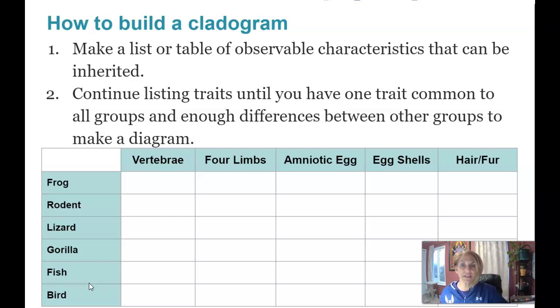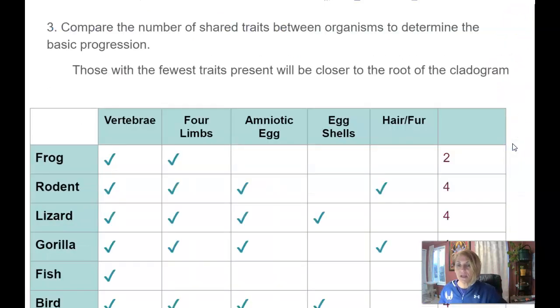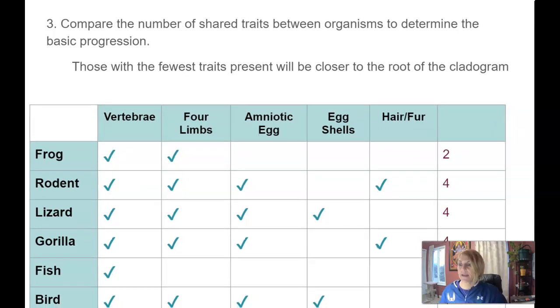So continue listing traits until you have one trait common to all groups. So what is common to all of these groups? They all have vertebrae. And then enough differences that allow you to sort through the rest of your organisms. So here we've made a checklist identifying the traits that we have for each organism, right?